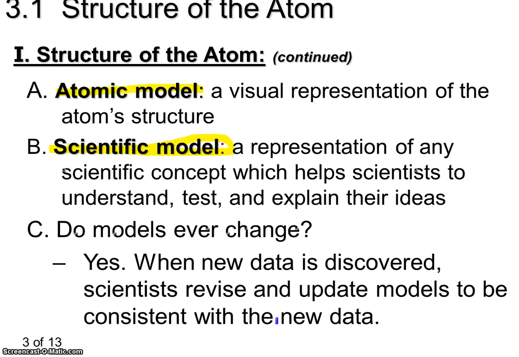So, the next question is, do models ever change? And the answer is obviously yes. A model can change. And that's because as new data is discovered, scientists need to revise and update their models to be consistent with the new data. Otherwise, we would still be looking at, for example, a model of the Earth as being a flat map. So now we know that the Earth is not flat, and we have the globe to represent us as a model.